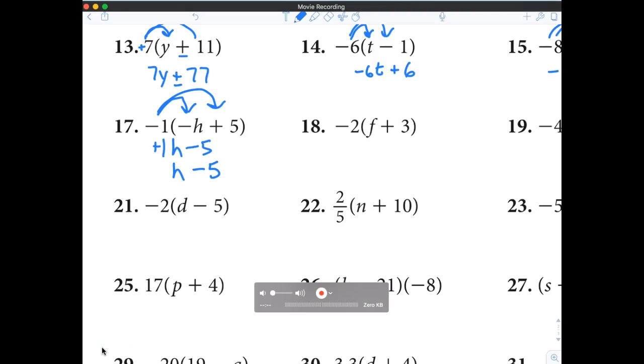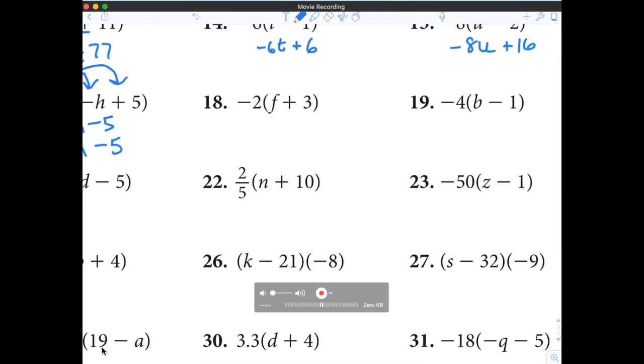Okay? All right. Caroline Danzy, you're up. Number 18. So we do negative 2 times f, which gives you negative 2f. Beautiful. And then because it's a negative times a positive, it will give you negative 7. Beautiful. So far, so good.